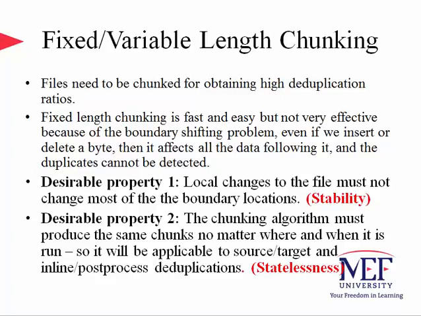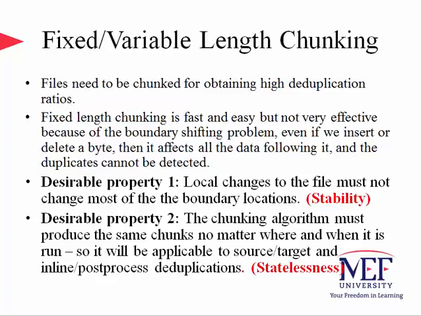Okay, so if you remember our previous discussions in the previous video, subfile deduplication involves chunking the given file based on fixed or variable length operation. This is particularly effective if you would like to get good compression performance. As you might guess, fixed length chunking is fast and easy, but not very effective because of the boundary shifting problem. Even if we insert or delete a byte, it affects all the data following it, and duplicates cannot be detected in that case.